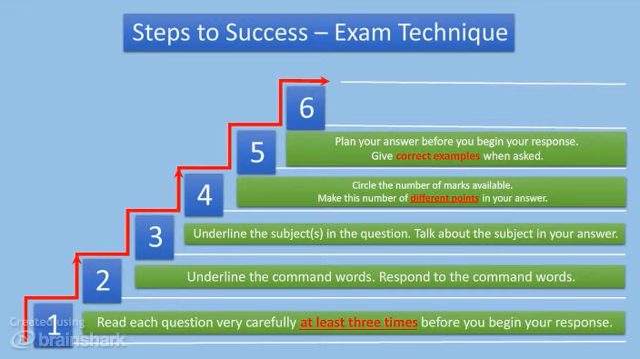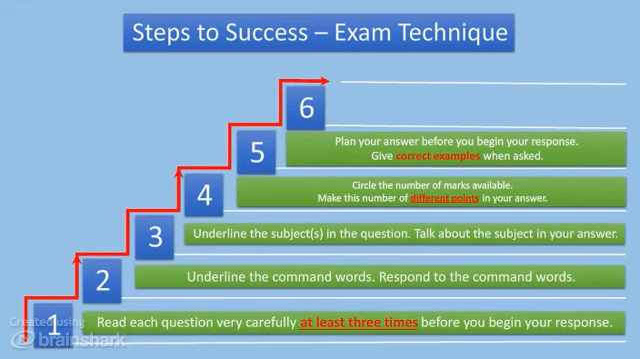The second point here for this step, and this again is so important, is the need for and the importance of giving correct examples when asked for, particularly in the skill acquisition part of the paper. When asked to give examples, you must give an example. If you don't give an example, you won't get any marks, and that is such a shame. And that's where you can easily throw away marks when you have good knowledge but you haven't responded to what the question is asking of you.